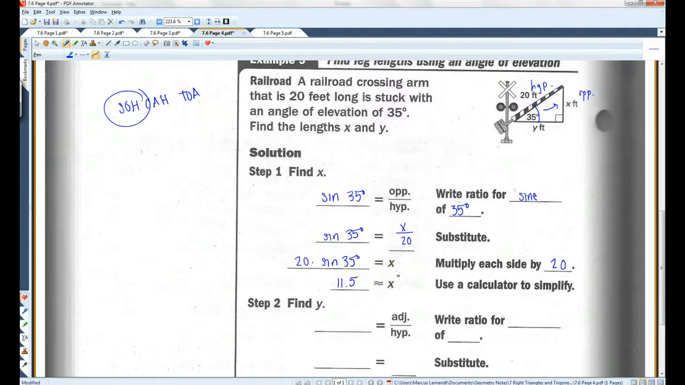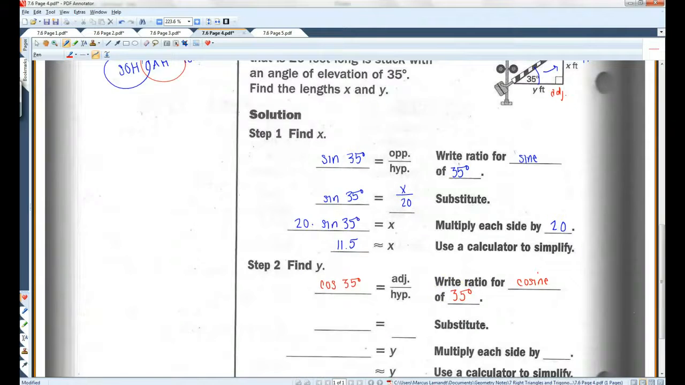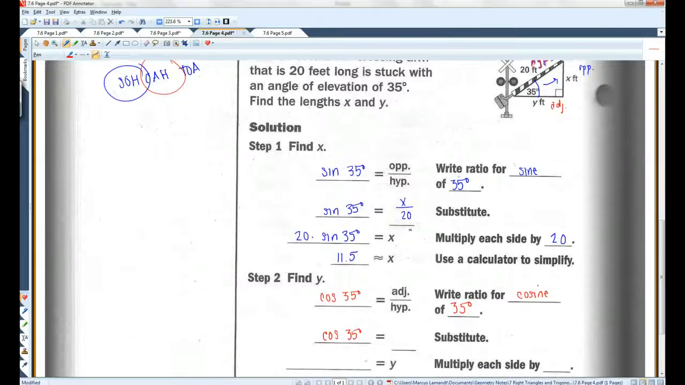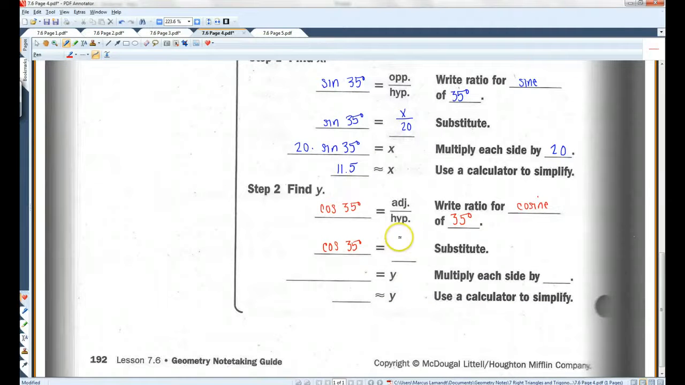Alright, so now let's solve for y. I'm going to change colors. Y is the adjacent. 20 is still the hypotenuse. So now that we're dealing with adjacent and hypotenuse, we got cosine. We're going to write the ratio for cosine of 35 degrees. Cosine of 35 degrees. The adjacent side is y, hypotenuse is 20. Multiply each side by 20.